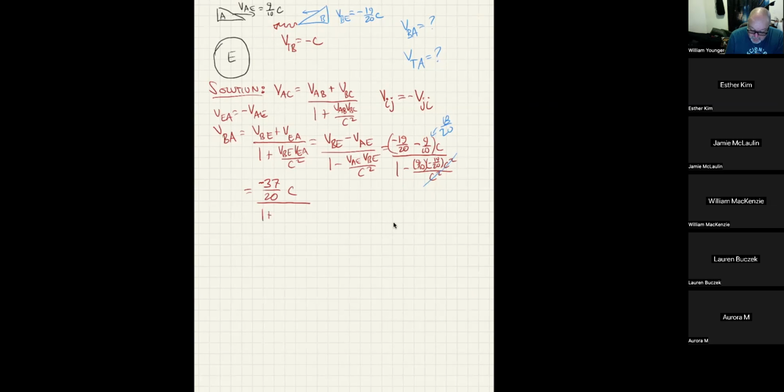So this is 1 plus, notice the two minuses cancel out. This will be 171 over 20 times 10, which would be 200. That makes this negative 37 over 20c. And this one becomes 200 over 200. So when I add those two, that becomes 371 over 200. So that becomes 200 over 371, because dividing by a fraction is the same thing as multiplying by its reciprocal. So now what you see is this 20 cancels out with 200, leaving just a 10. And I get negative 370 over 371 C is equal to VBA.